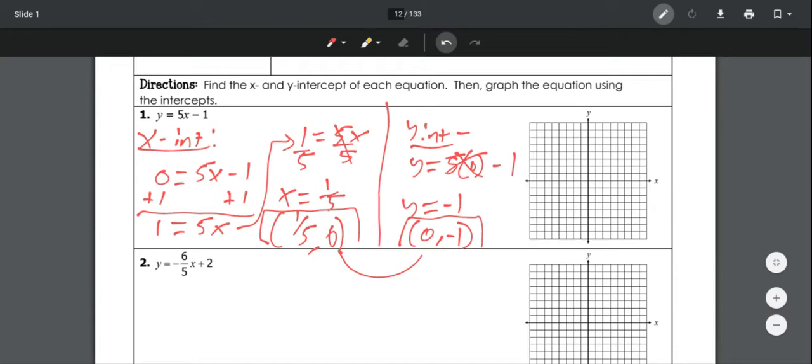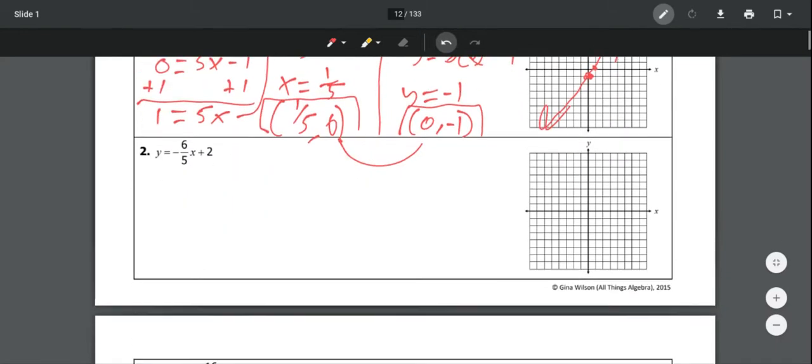All right, so let's start off with the y-intercept. That's going to be -1, so that'll be somewhere right around there. And then 1/5, 0 would be somewhere in between 1 and 0 like that. And that's how our line would look. So you just draw a line through it, put arrows on it, and you're good to go.